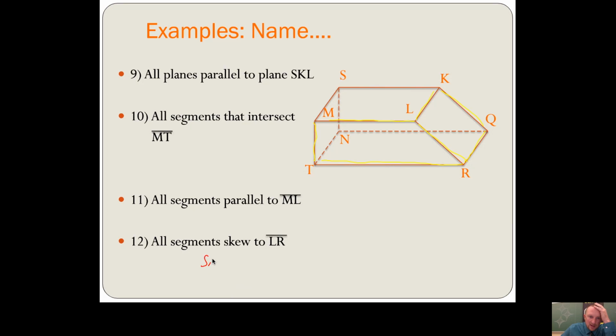So segment SN, segment SK, segment SM, segment NQ, and segment TN. Those are the segments that are skewed to segment LR.